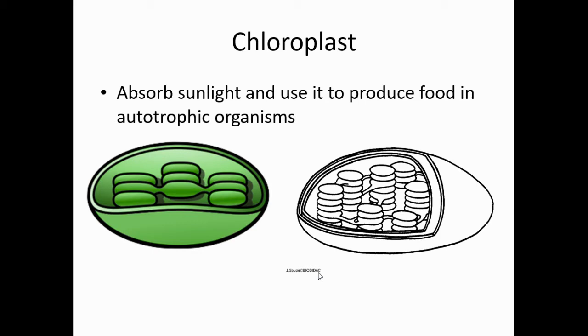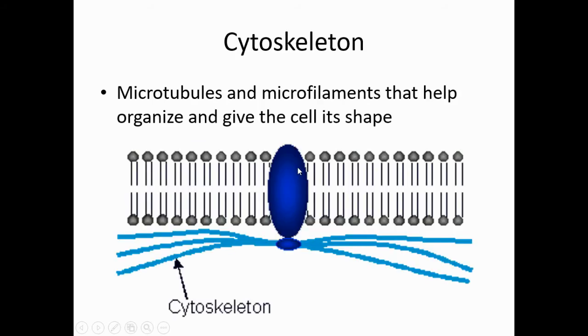A chloroplast, these are going to absorb sunlight and use it to produce food in autotrophic organisms. Auto means self, so they feed themselves, and they are green. We'll talk a lot about the chloroplast when we get to chapter 6, I believe. We'll actually go in detail about the granum and the thylakoids, which are these little guys here that are inside of the chloroplast.